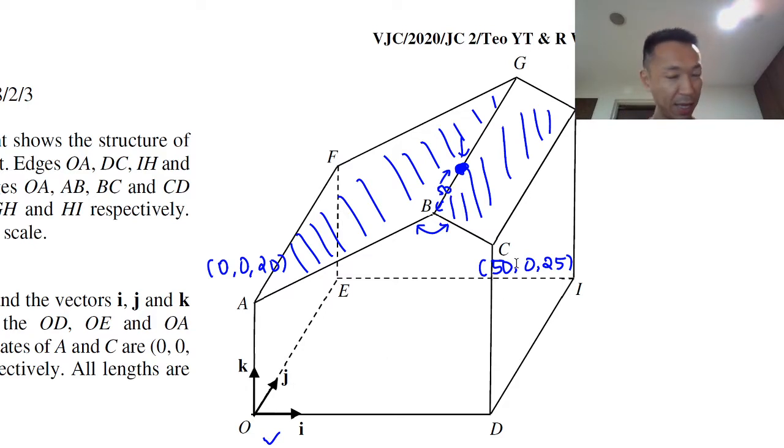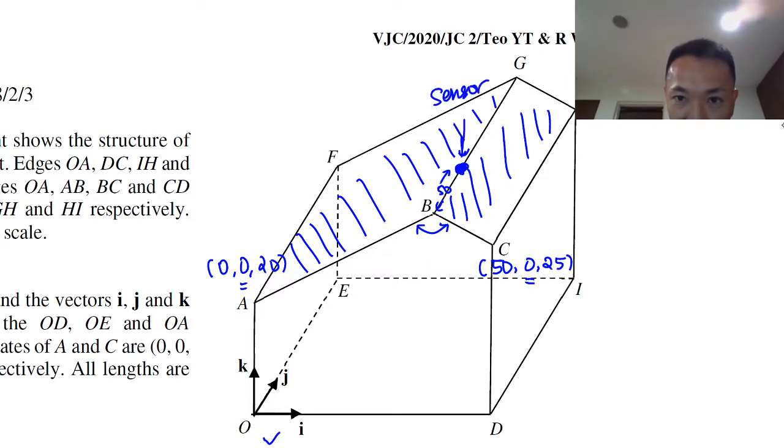Now, is it obvious to all of us that because this plane is like that, the y coordinate of B must be 0? Because you see the y coordinate of A is 0, the y coordinate of C is 0, so therefore the y coordinate of B must be 0. So you want to go 50 out in the j direction. The y coordinate of this point that we want to find, the sensor point, must be 50 because j is in this direction.